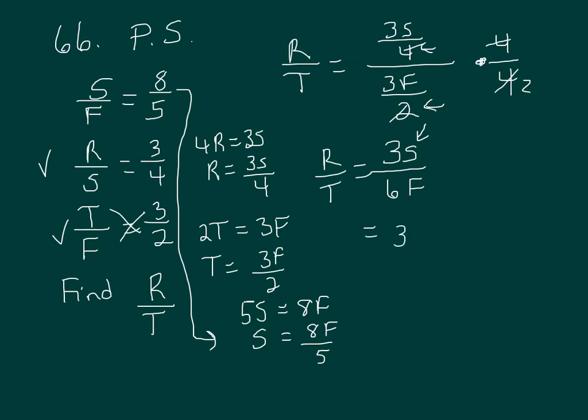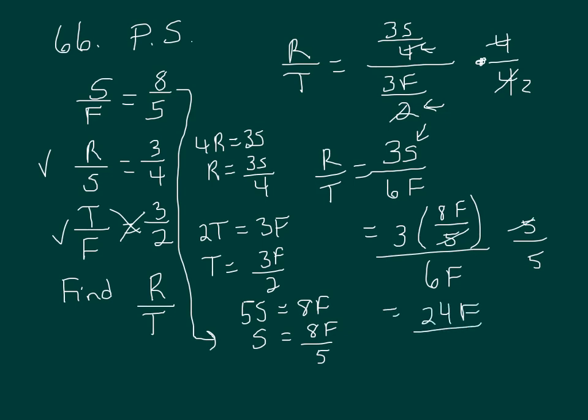So that's 3 times 8F over 5. In the bottom you've got 6F. And now let's multiply top and bottom by 5 once again to get rid of that complex fraction. So those 5's cancel, and you're left with 24F over 6F. And look, 3 times 8 makes 24. I got a 6 in the bottom. Oh, I forgot to multiply my 6 by 5. Remember, I multiplied the top by 5, but I've got to multiply the 5 times that 6. So that gives me 30F.